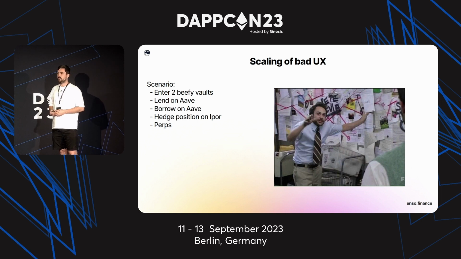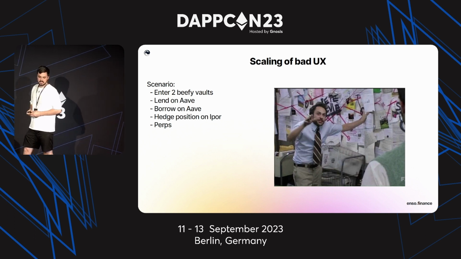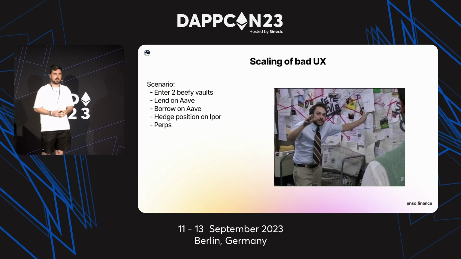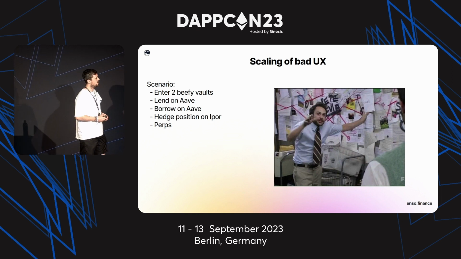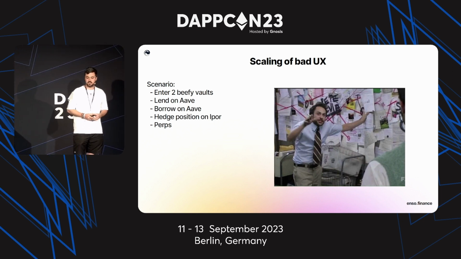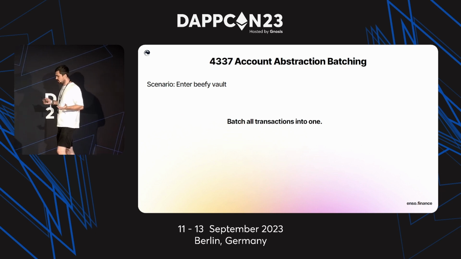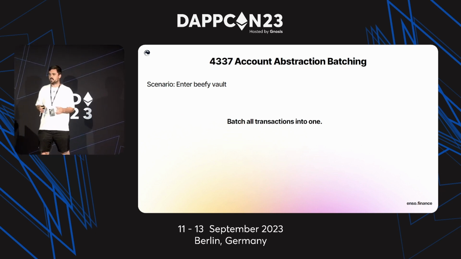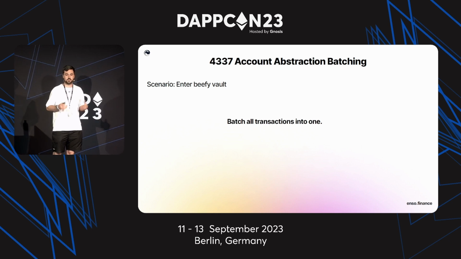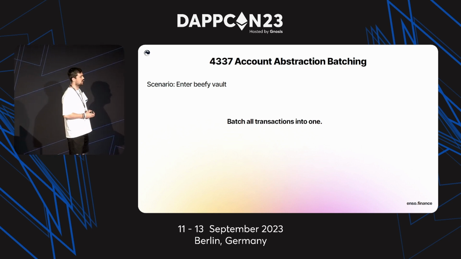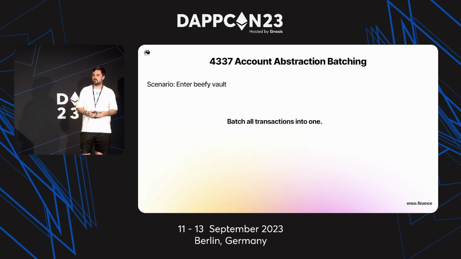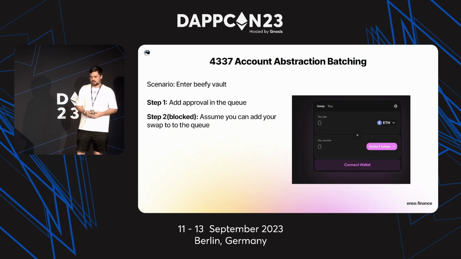In a case of entering 2 beefy vaults, lending on Aave, borrowing on Aave, hedging your position on IPOR with Fixed Yield, doing perps all within one transaction, take you a couple of hours, probably get a couple of gray hairs, and many different user experience journeys. Oh, one other solution you could say, okay, maybe user experience is bad. Why can't we just batch all of these transactions together into one using 4337 bundling techniques?